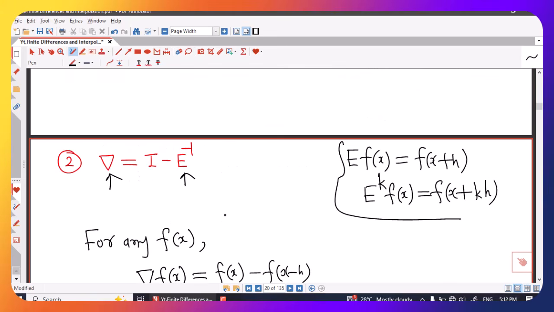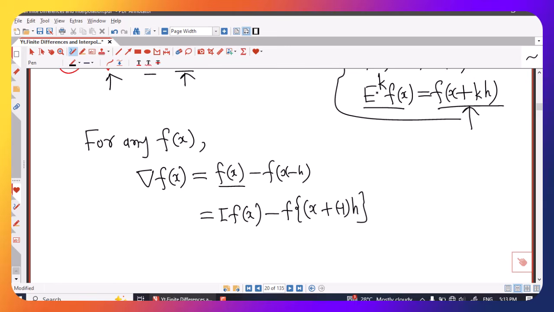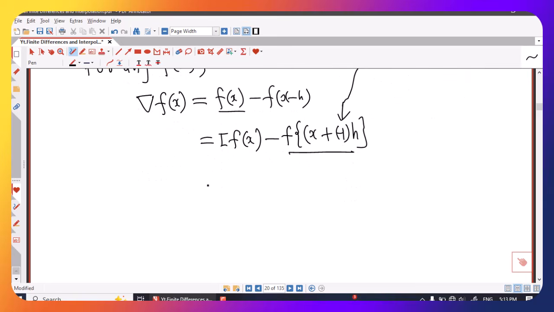By definition, nabla f(x) is f(x) minus f(x-h), and because I have to prove that this is equal to I minus E to the power minus 1, I replace f(x) by I f(x), and I can write one more step. This I can rewrite as f(x plus minus 1 times h). I am writing in this form. So you can compare: if I have f(x+kh), I have E raised to k. So if you compare with f(x+kh), your k is minus 1. So this is going to be E to the power k f(x), k is minus 1, so it is E to the power minus 1 f(x).